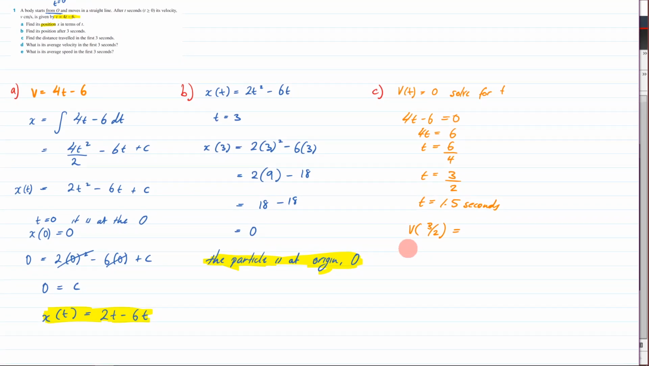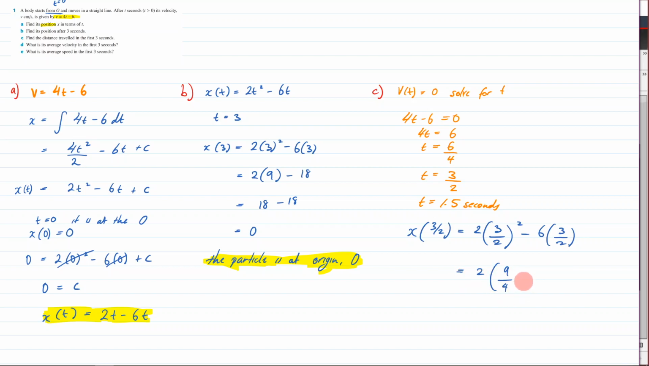Oh, sorry, I'm not going to go V of 3 on 2, am I? I'm going to use my position equation to find where this occurs. So I'm going to go x of 3 on 2. My position equation is 2(3 on 2) squared minus 6(3 on 2). Oh, this is going to take forever.